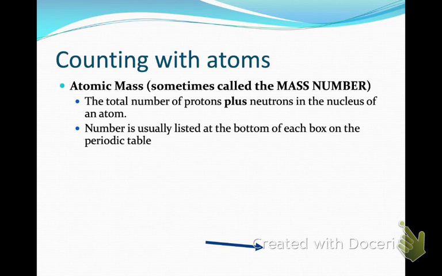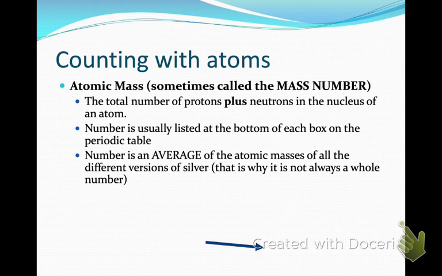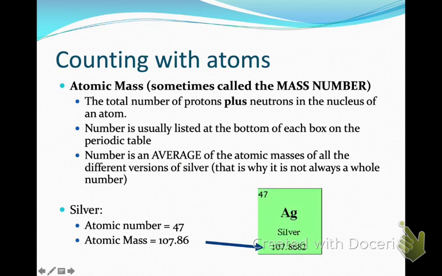This number is usually listed at the bottom of the box on the periodic table, and the number that you see listed in your periodic table is an average of all the atomic masses of all the different versions of the element. So for this silver example we showed you earlier, the atomic mass is 107.8682. You'll notice that's not a whole number. It's not just protons plus neutrons. It's an average of all of the different masses that silver could have.